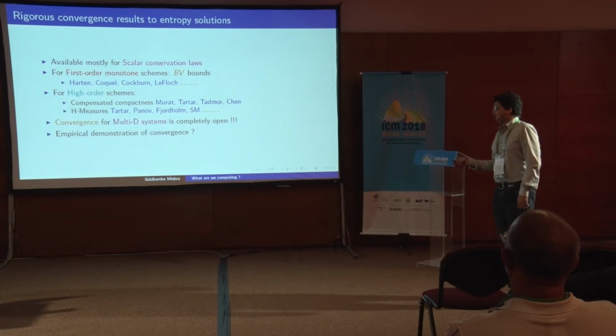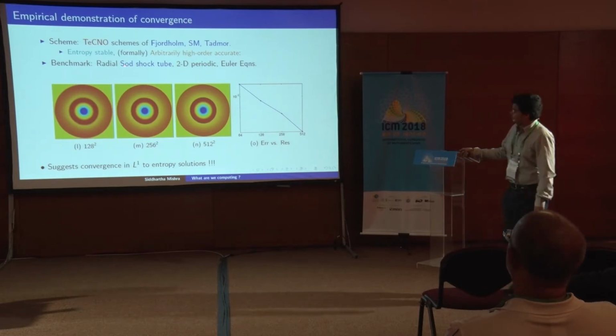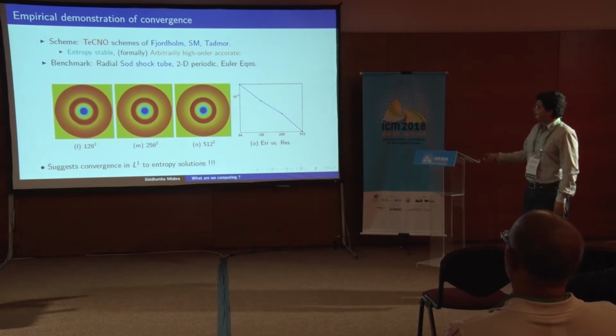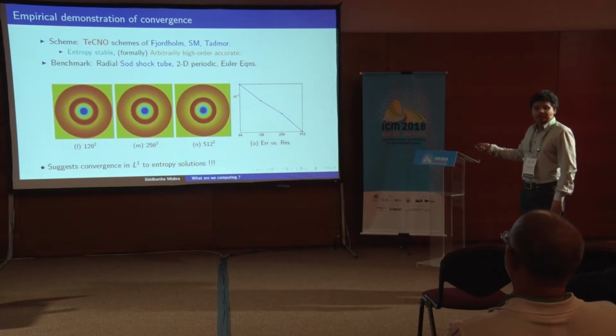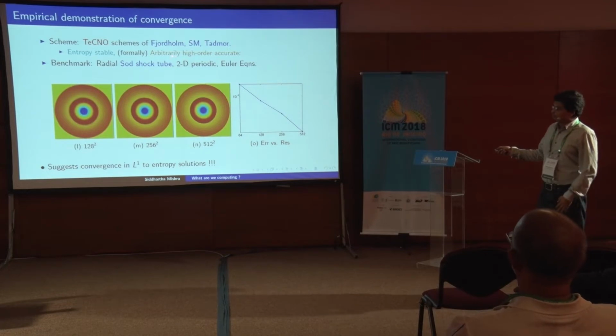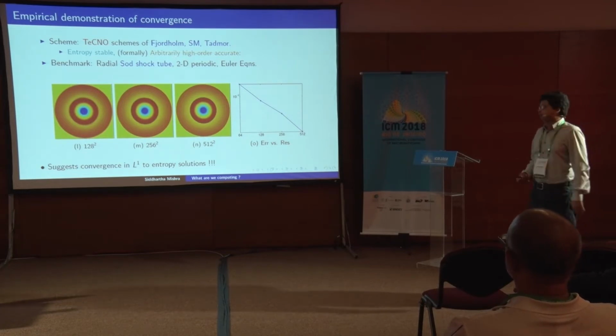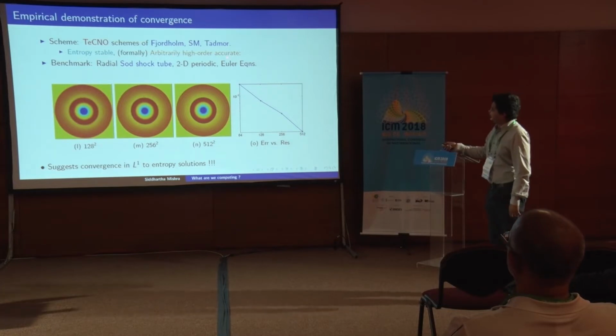And because of that, to test our schemes, we use some sort of empirical demonstration of convergence, or benchmarking. What do I mean by that? I give you an example. I choose a scheme, in particular these schemes that I derived some years back with Fjordholm and with Eitan Tadmor, who is in the audience. These schemes have some desirable properties. They are entropy stable. They satisfy a discrete version of the entropy inequality, and they are also very high order accurate.